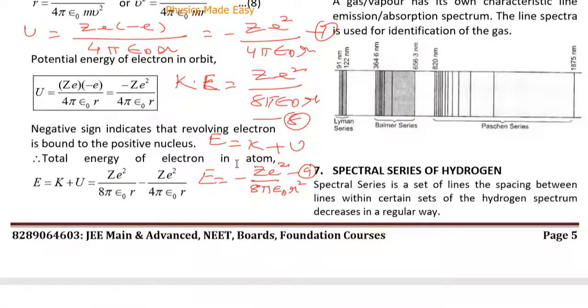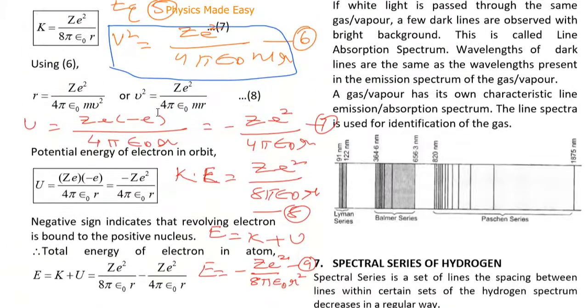If total energy is negative, it means the motion is bounded. Positive energy means motion is not bounded. Again note, potential energy is minus Ze square by 4 pi epsilon naught R. Kinetic energy is half of that, that is Ze square by 8 pi epsilon naught R.